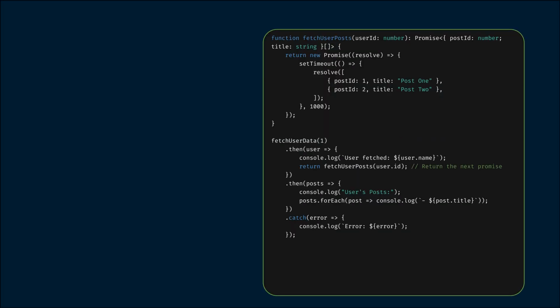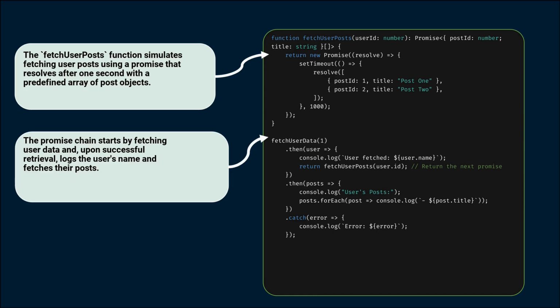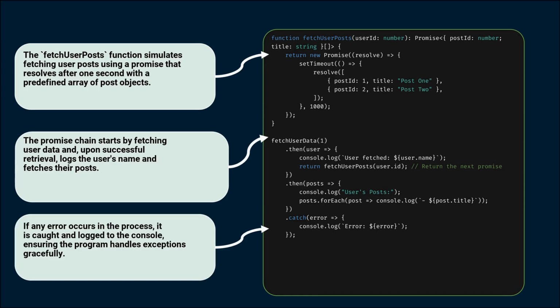Now let's take a look at how we can implement a new function that simulates fetching posts associated with a user. We define the fetchUserPosts function, which takes a userId as an argument and returns a promise that resolves after a 1-second delay. Inside this function, we mimic an asynchronous API call using setTimeout to simulate a network request, similar to our earlier user data fetch. Next, we can see how to incorporate this new function into our existing promise chain.